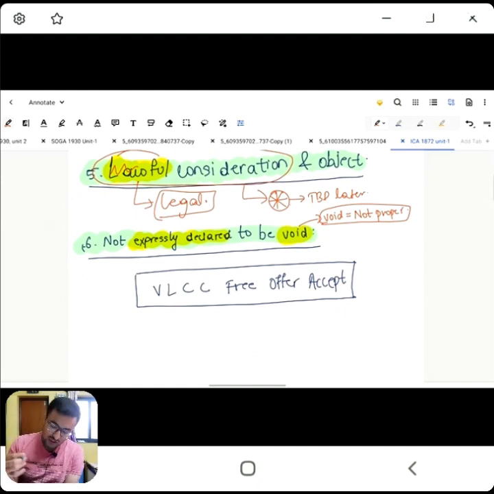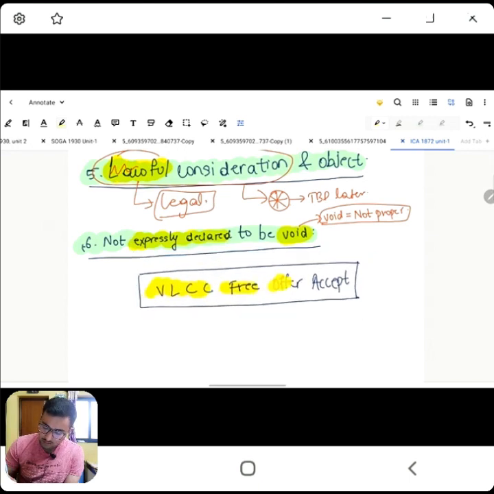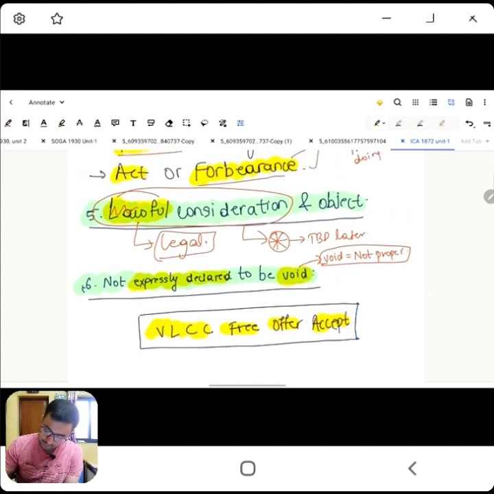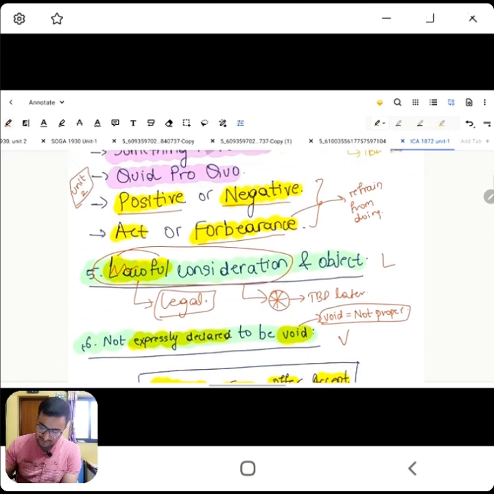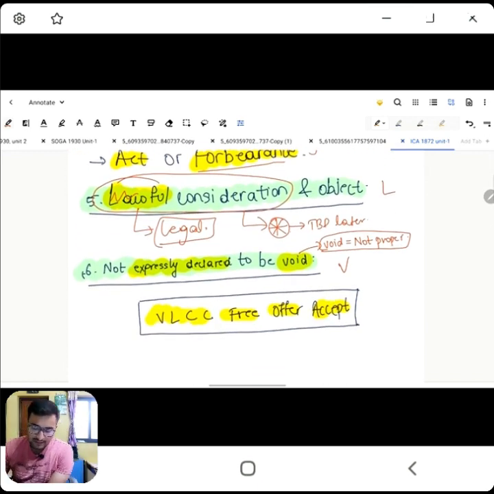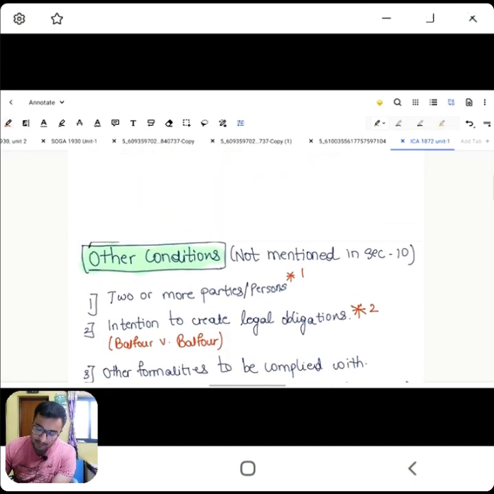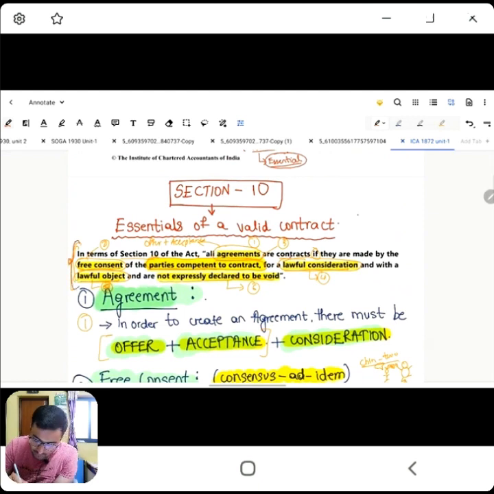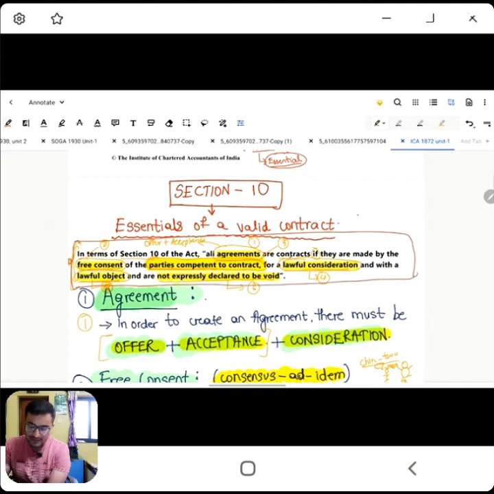The code word which I use in class for these points is VLCC, the famous skincare brand. VLCC: free consent, offer, accept. This is the code word which we use in our classroom. Okay, fine. Now, this was section 10. If you read these lines, whatever I've discussed with you in the last 20 minutes, this is what we have discussed. There are 6 conditions hidden in just these 3 lines.